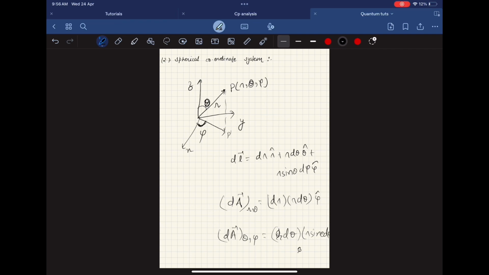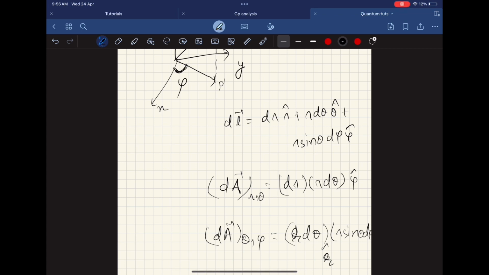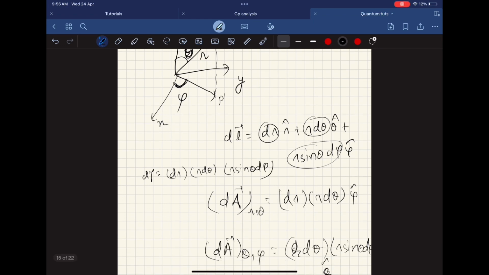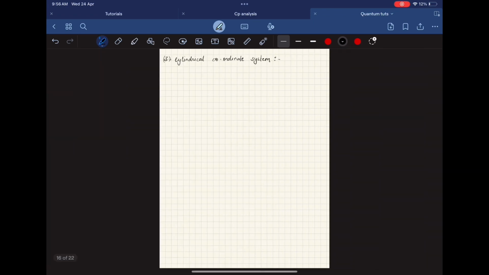Okay, now if I want to write d tau in this, d tau is the product of all three differentials, so it is dr into r d theta into r sin theta d phi. Okay, now let's next move to the cylindrical coordinate system.